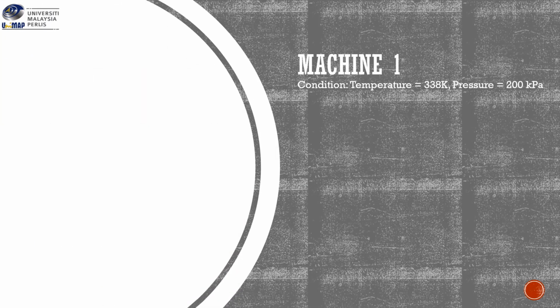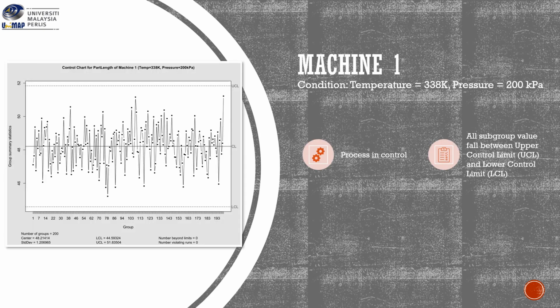For machine 1, under the condition temperature equals 338 Kelvin and pressure equals 200 kilopascal, we can see that all the subgroup values fall between the upper control limit and lower control limit, and there is no outlier present. Therefore, the process is in control.